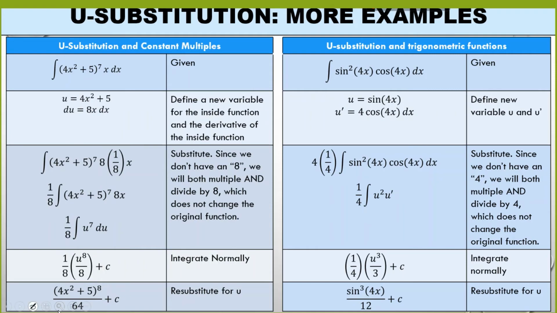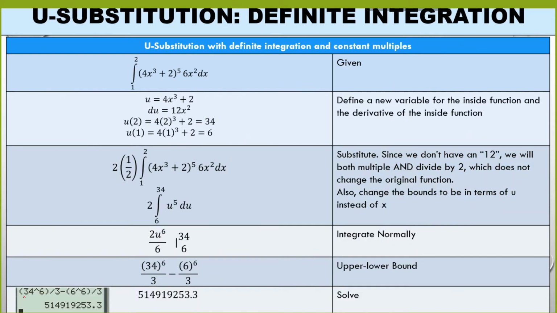Okay. Then one more. If I've got bounds, we're going to do everything the same way that we just did, but at the end we'll have to plug in our upper bound and lower bound. The cool thing about this is when we resub for u, our bounds change. So we actually don't have to go back and resub for x if we've got bounds. As long as we change our bounds to be in terms of u instead of in terms of x, we can just get a number. So here's what that looks like.